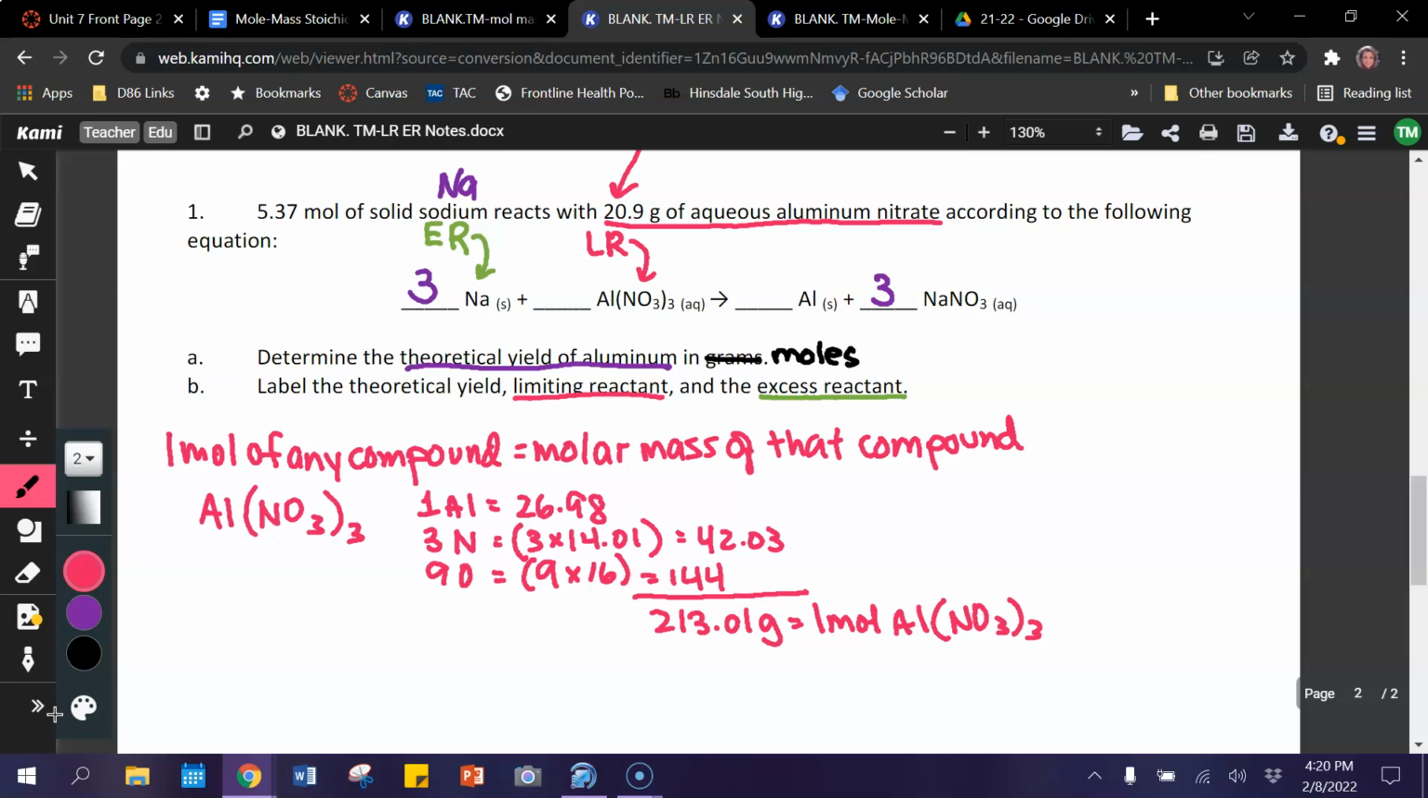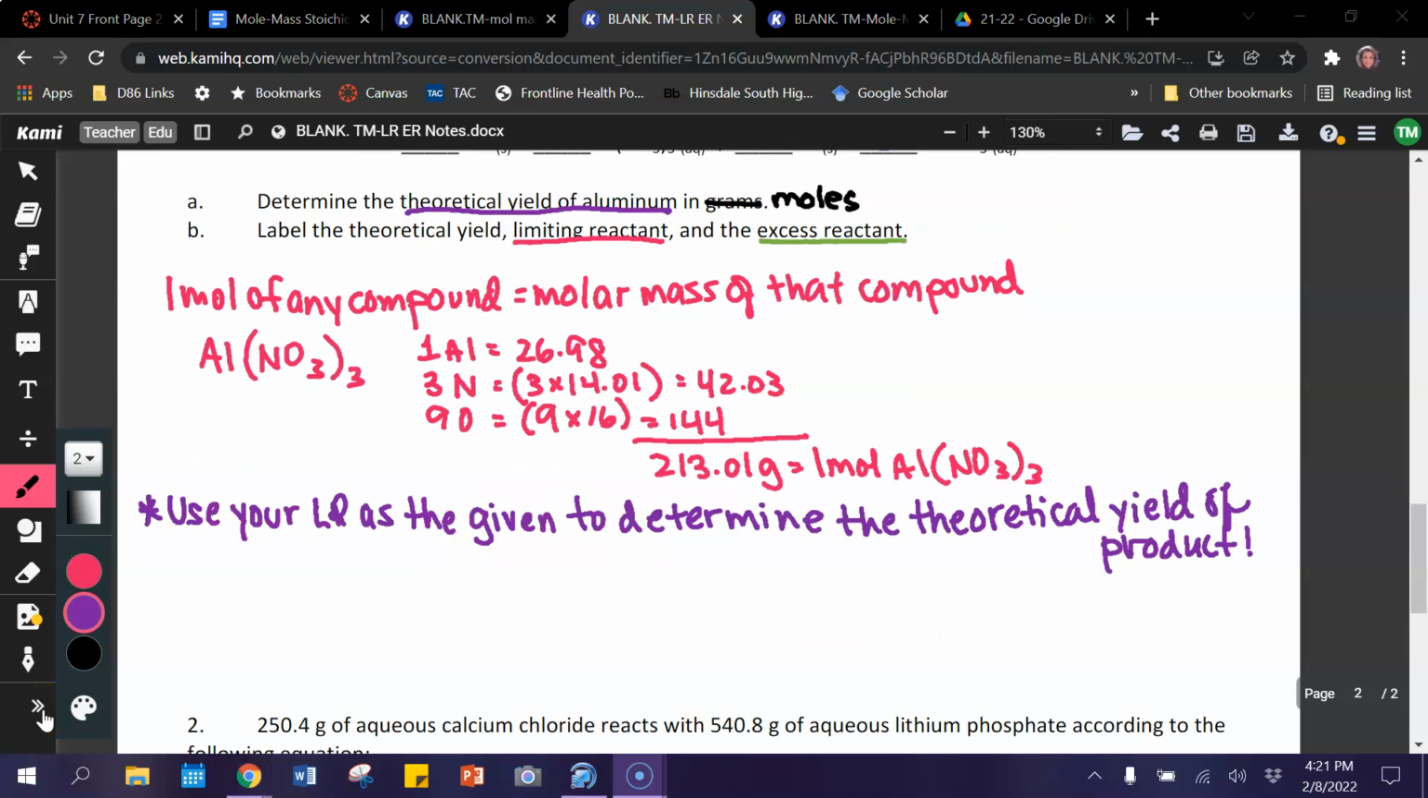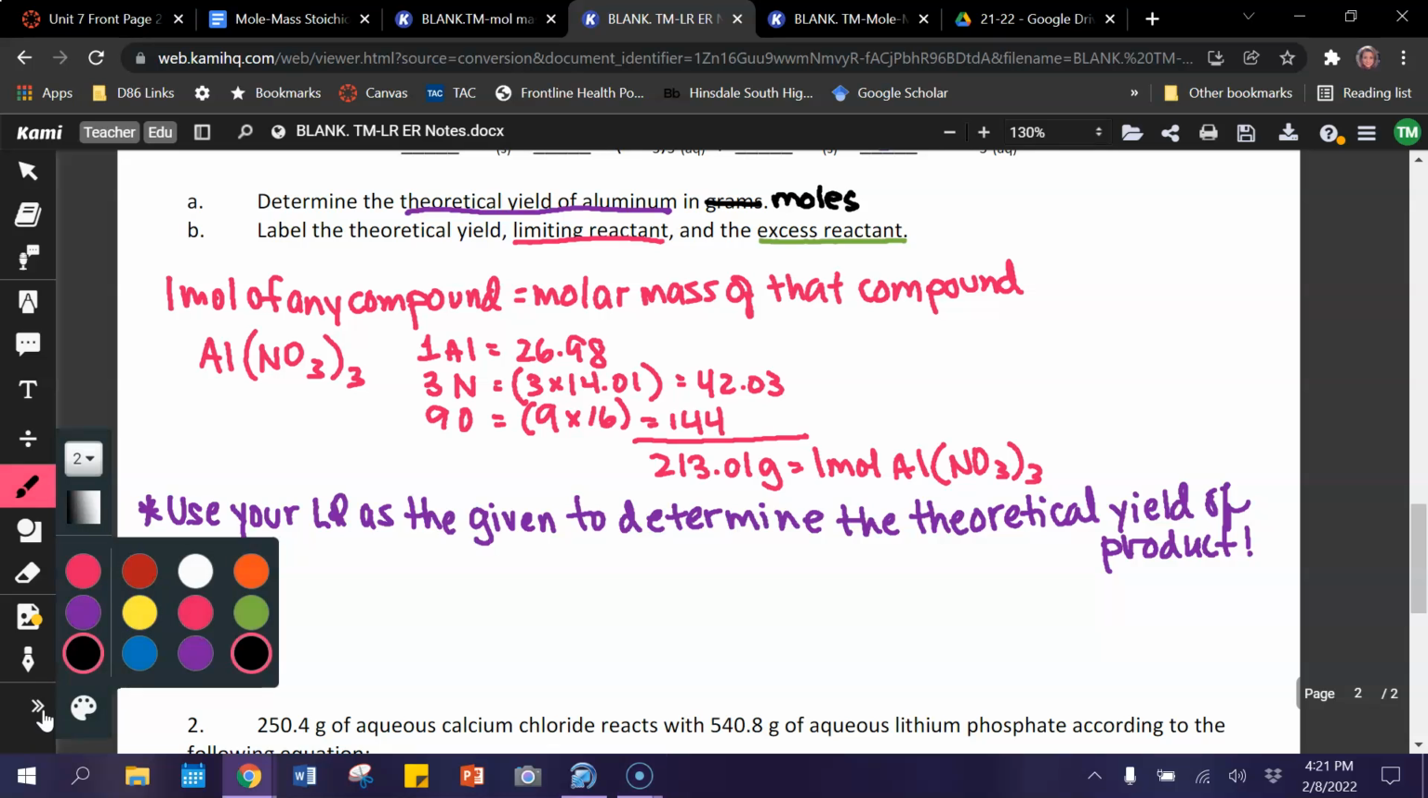If you look at what I underlined in purple here in letter A, we are trying to figure out how much aluminum we can get if we run this reaction with only 213.01 grams of aluminum nitrate. All right, so as a reminder, you should use your limiting reactant as the given to determine the theoretical yield of products. So let me show you what that means.